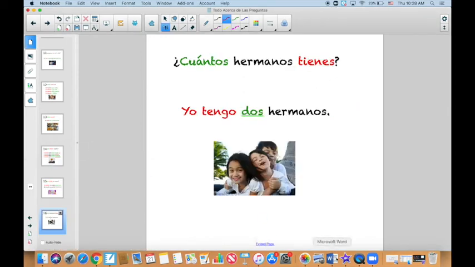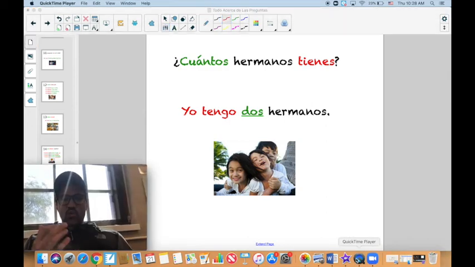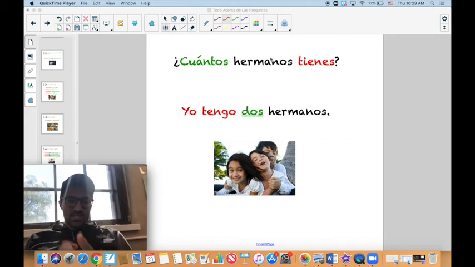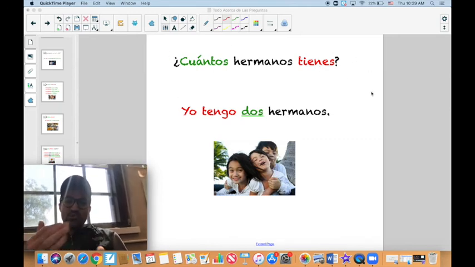And when the question word is cuántos, you need to reply with a number, because cuántos, how many? So reply with some kind of number. If the question is ¿Cuántos hermanos tienes? How many hermanos could mean how many brothers do you have, or how many siblings do you have? Tienes, you have. Upside down question mark and regular question mark, meaning do you have.